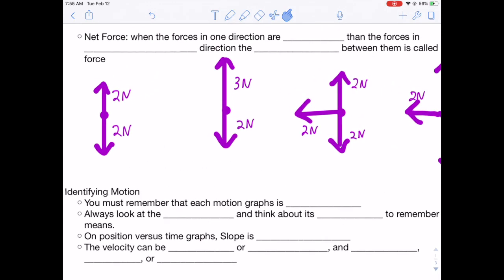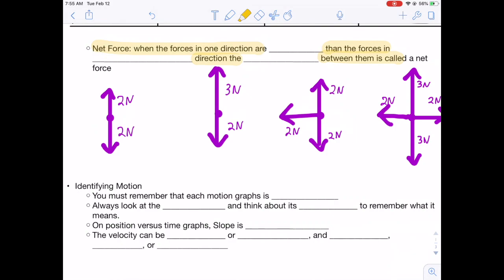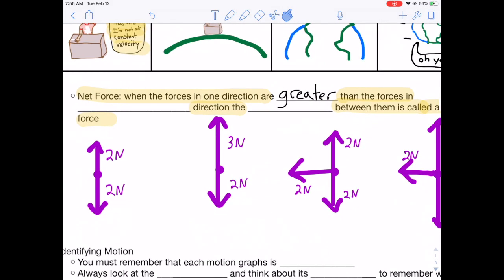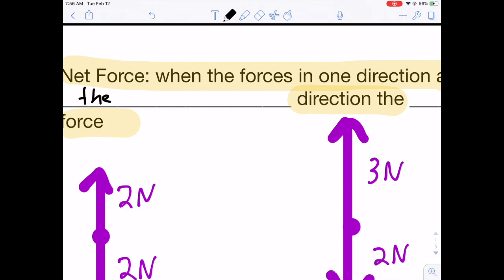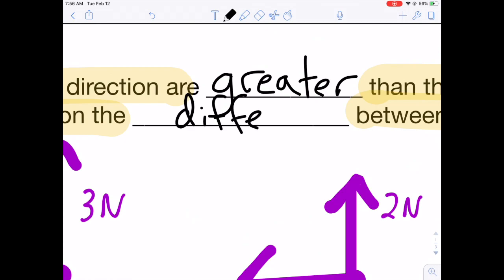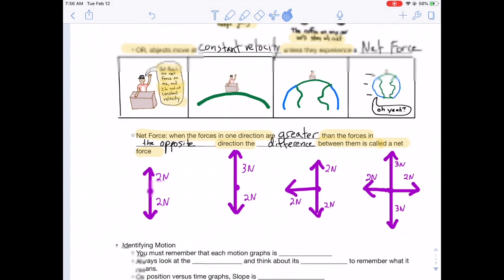Net force. When the forces in one direction are greater than the forces in the opposite direction, the difference between them is called a net force.